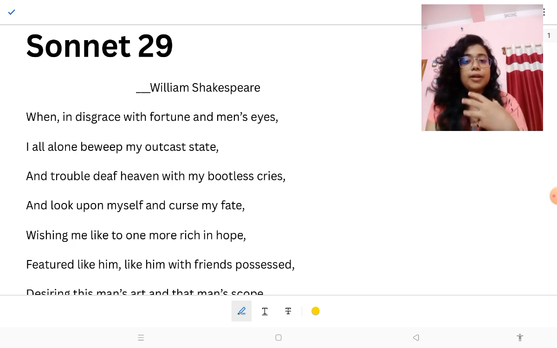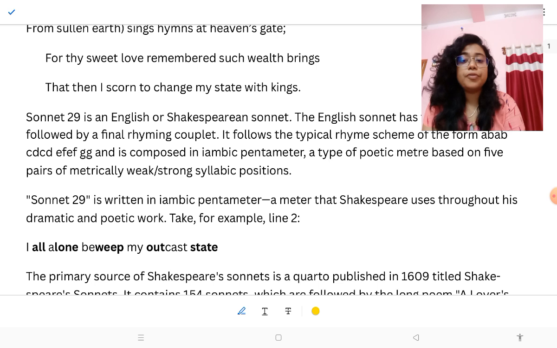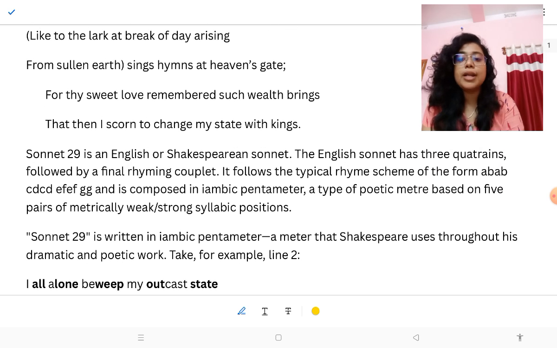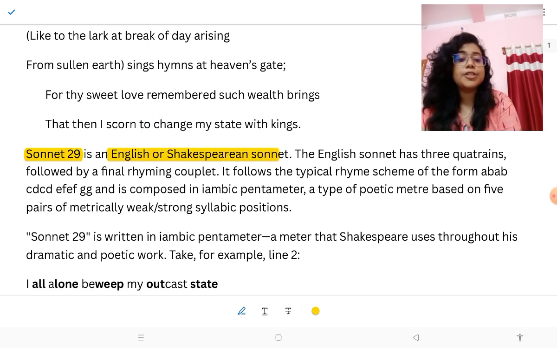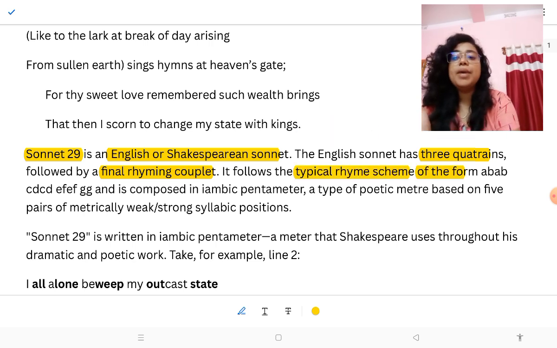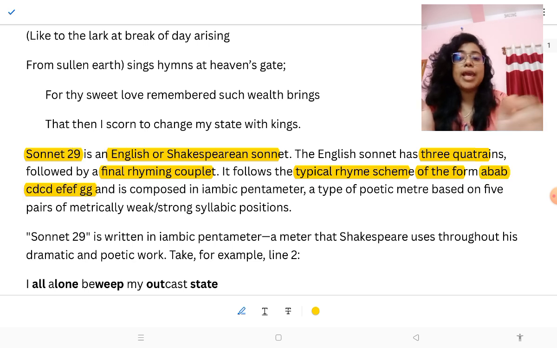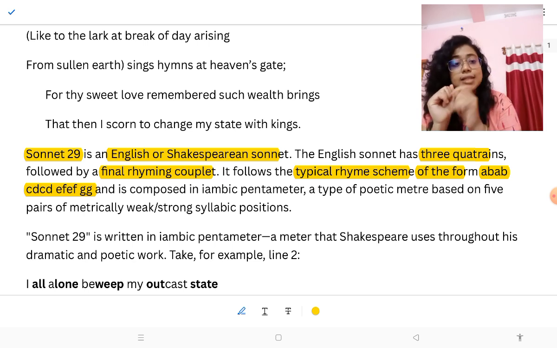Before going to the explanation, I have to give you some information. I hope you know that Shakespeare wrote 154 sonnets. So let's know more about these sonnets. This Sonnet 29 is an English or Shakespearean sonnet. The English sonnet has 3 quatrains followed by a final rhyming couplet. It follows the typical rhyme scheme of the form AB AB CD CD EF EF GG. This is the Shakespearean rhyme scheme, and most of the time this question is asked in your exam.